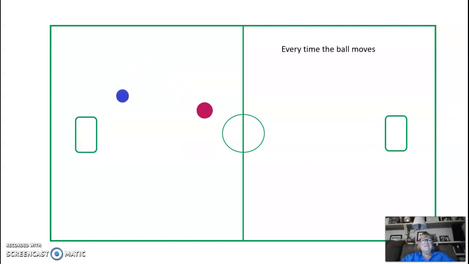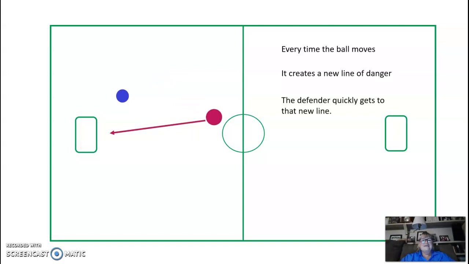So every time the ball moves, it creates a new line of danger. And the defender quickly gets to that new line so that they can defend the goal. The ball moves again, we get a new line of danger, and the defender quickly gets to that new line.